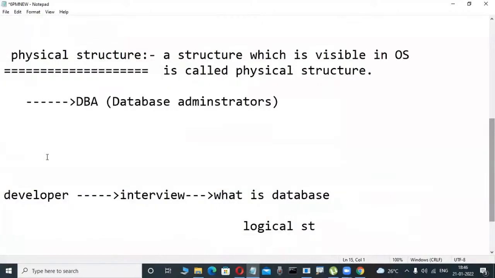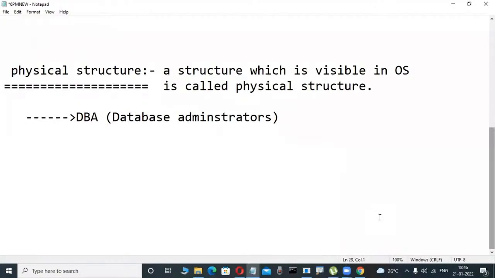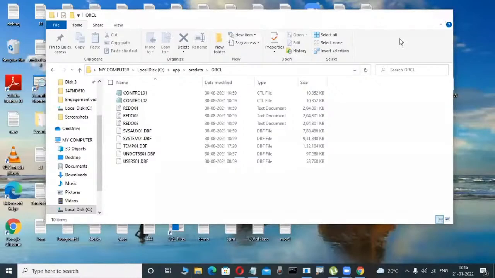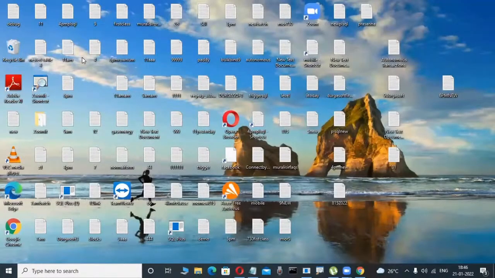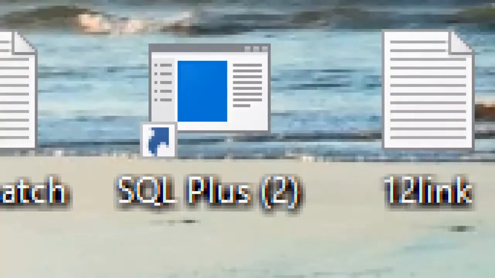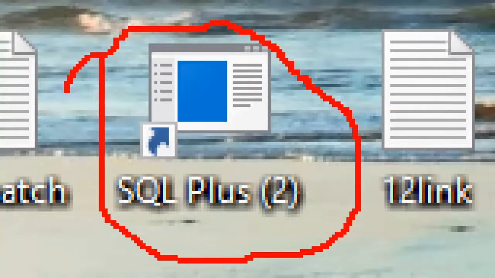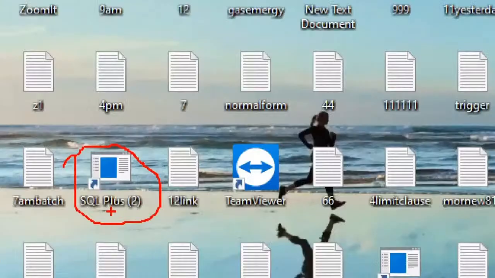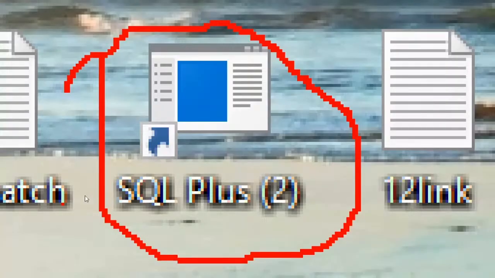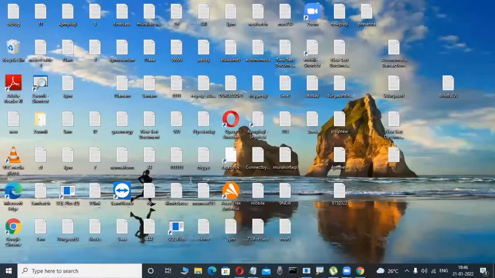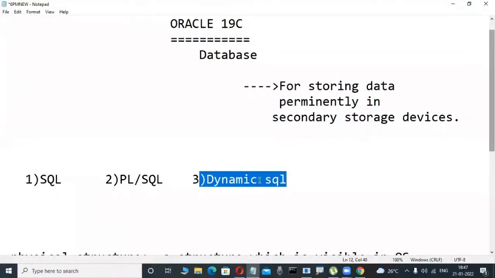Okay, fine. Now check it out. Observe here, on my screen. Does anybody observe what this is? I'm installing Oracle. This is SQL Plus. SQL is a language, you have an idea. PL/SQL is a language, some coding is there. Dynamic SQL is a language. Daily we write this coding.